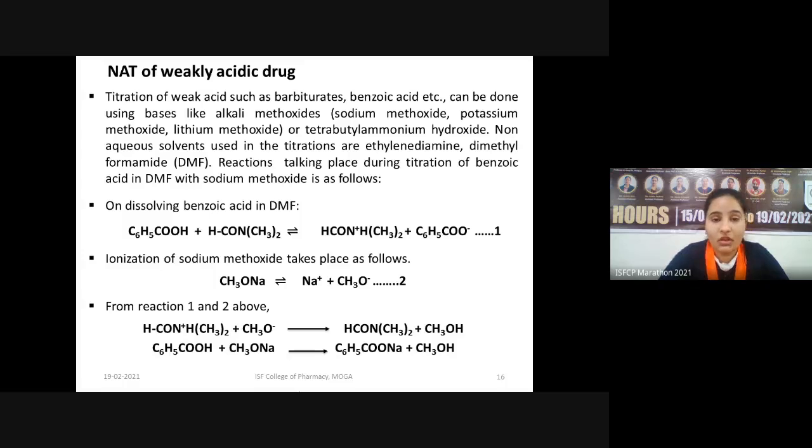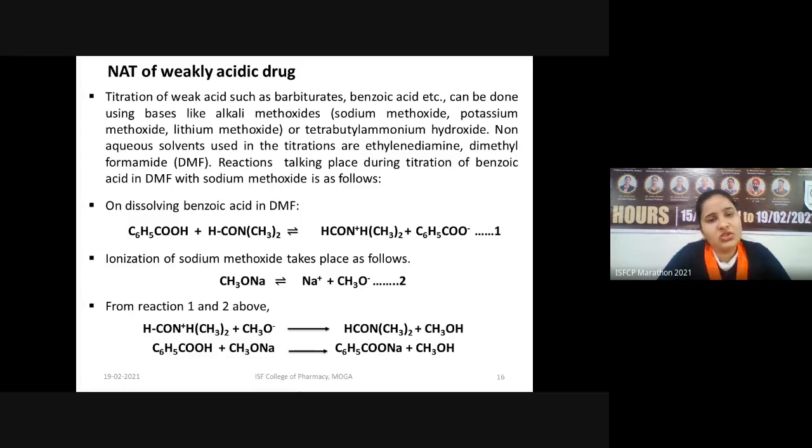So the next one is the non-aqueous titrations of the weakly acidic drug. Now we will be performing the non-aqueous titrations of the weakly acidic drug. Earlier we have performed the non-aqueous titrations of weakly basic drug. Now we will be performing the non-aqueous titrations of the weakly acidic drug.